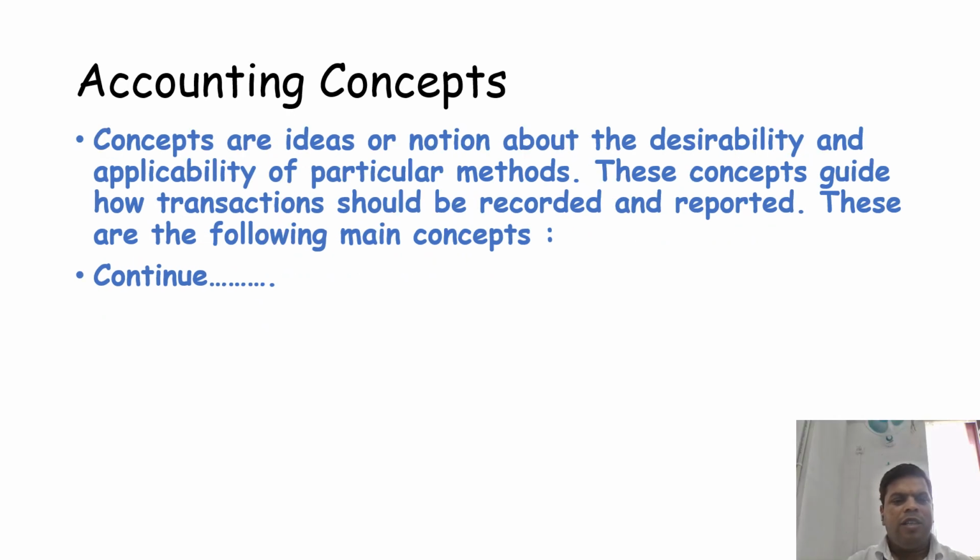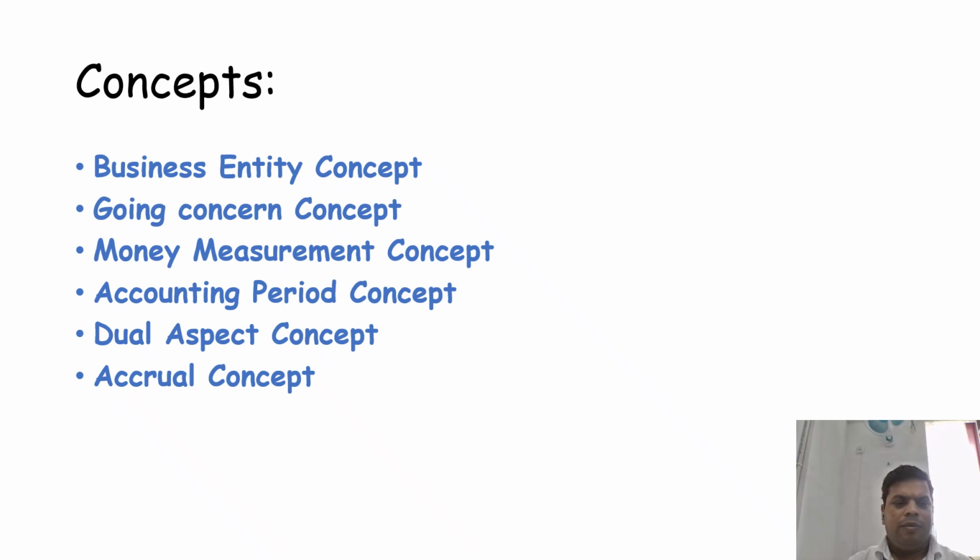Basically, accounting concepts are the rules, ideas, notions which provide us a guideline to record the transactions of business. So every accountant, every student must know the basic concepts of accounting, and these are the main accounting concepts: business entity concept, going concern concept, money measurement concept, accounting period concept, dual aspect concept, and accrual concept. One by one, we have to discuss these concepts. So first, business entity concept.